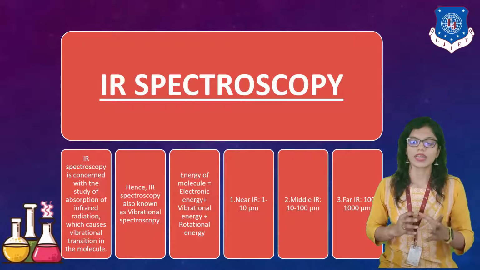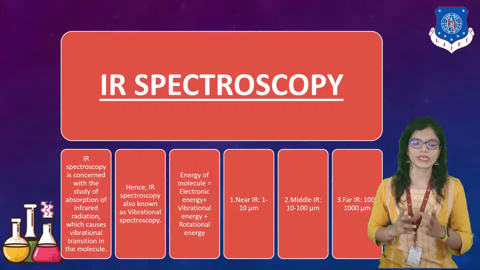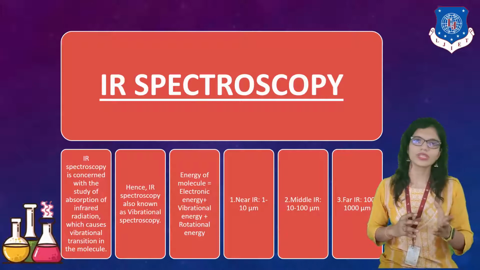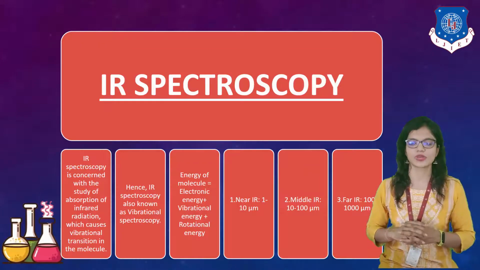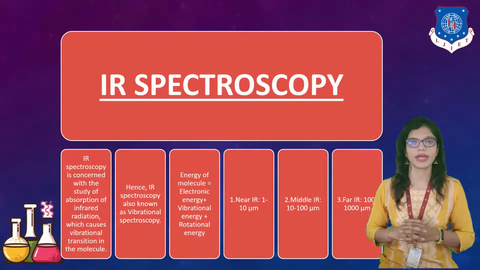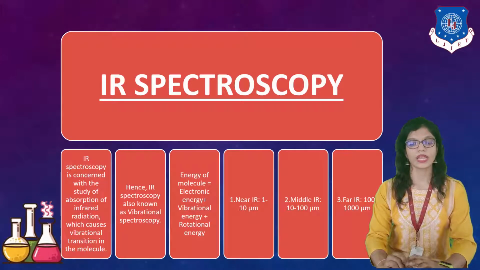So here the energy of the molecule can be calculated by the formula: energy of the molecule is equal to electronic energy plus vibrational energy plus rotational energy. So three phenomena can be easily observed, right? And here we have three different ranges used in IR spectroscopy. Number 1, near IR, number 2, mid IR, and number 3, far IR region, right?